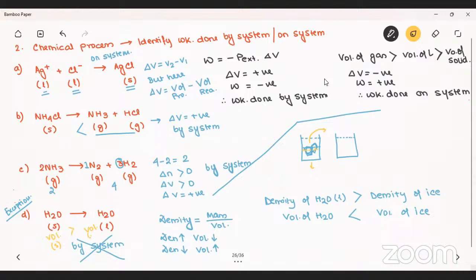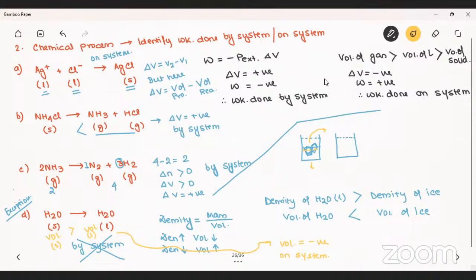Right or wrong? So here volume change is what? Negative. This minus this, so it is coming negative. So it is work done on the system. Always remember this. It is work done on the system. Is this part clear? Yes, ma'am. Yes, everyone clear? Okay. No, ma'am. Who said no?